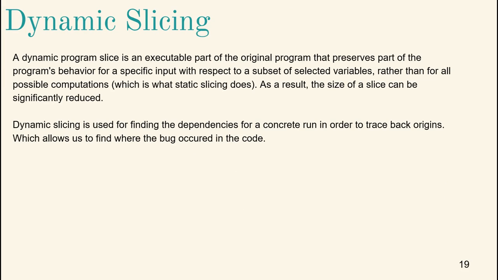Dynamic slicing. A dynamic program slice is an executable part of the original program that preserves part of the program's behavior for a specific input with respect to a subset of selected variables, rather than for all possible computations. As a result, the size of a slice can be significantly reduced. Dynamic slicing is used for finding the dependencies for a concrete run in order to trace back origins, which allows us to find where the bug occurred.